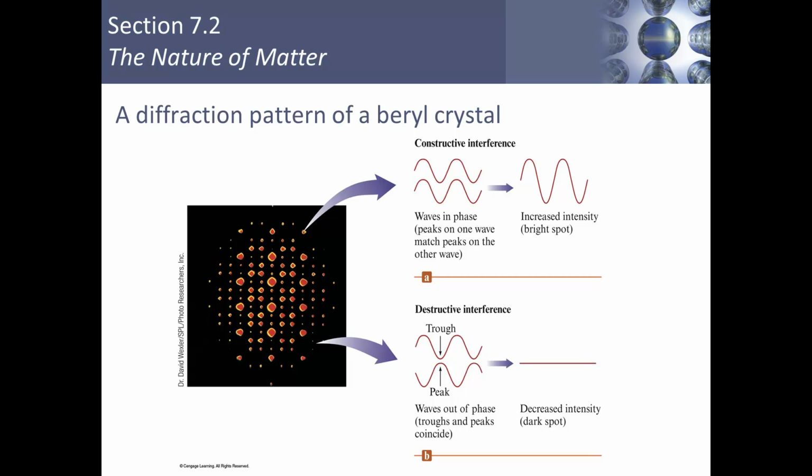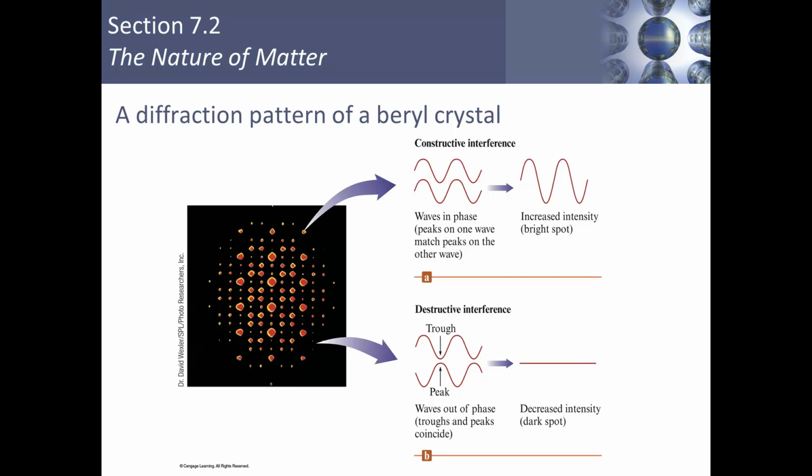Now, diffraction occurs in wave mechanics. Diffraction occurs when light is scattered away from a regular array of points or lines. We often see diffraction on the back of a compact disc. Scattered radiation produces diffraction patterns, which result in either bright spots from constructive interference or dark spots from destructive interference.